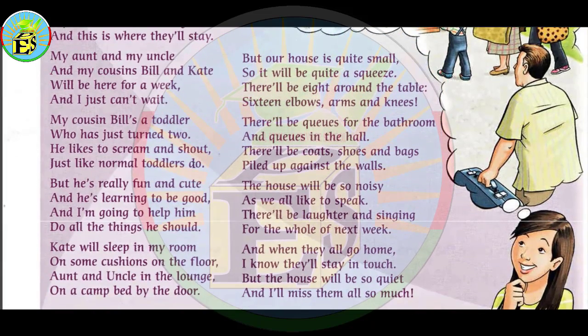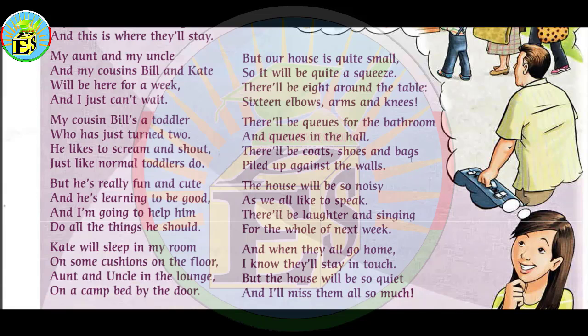After that, she's describing how they are going to sleep in the house. They have a small house, so some of them will sleep on cushions. If you remember lesson number 4, which is phonics and spelling, we talked about two different groups of words. Some words end with T-I-O-N and other words end with S-H-I-O-N, like the word cushion here. And then she's telling that the house is going to be really noisy, and when they go back to their house, it's going to be quiet again, and she's going to miss them all so much.